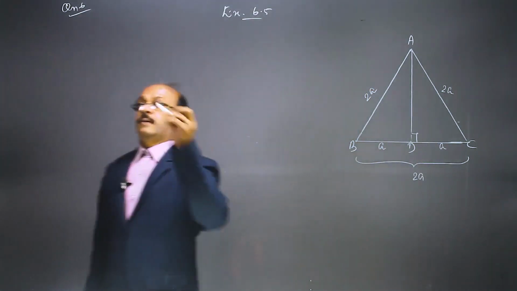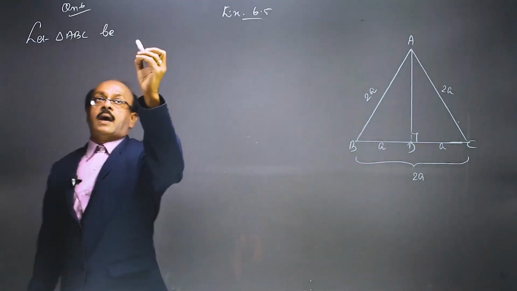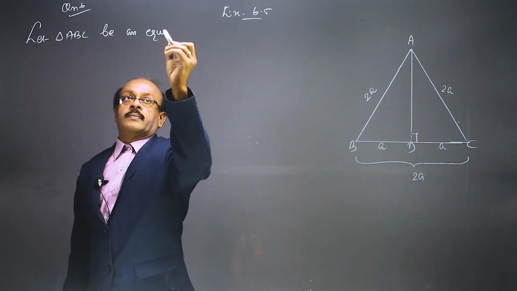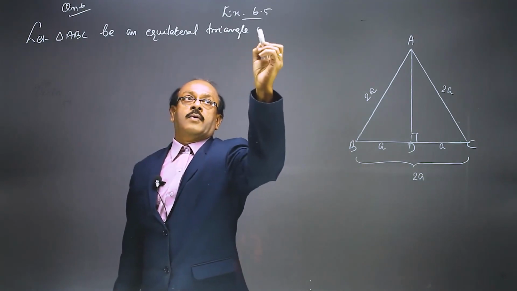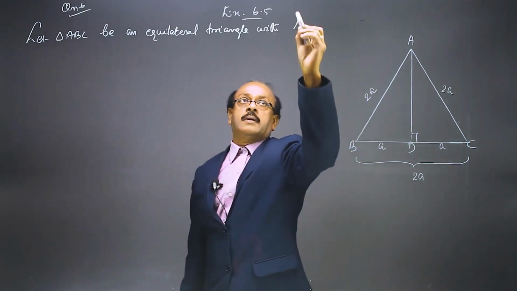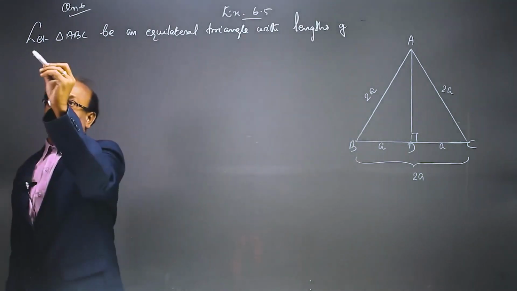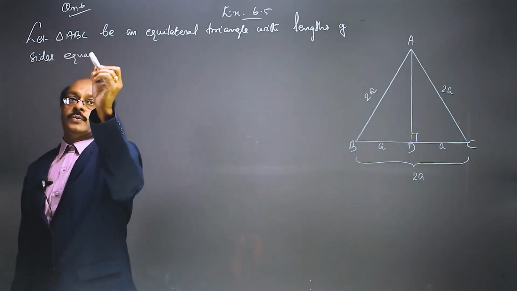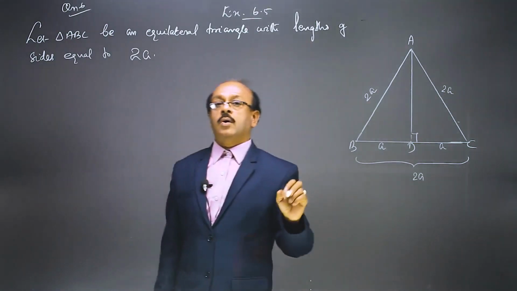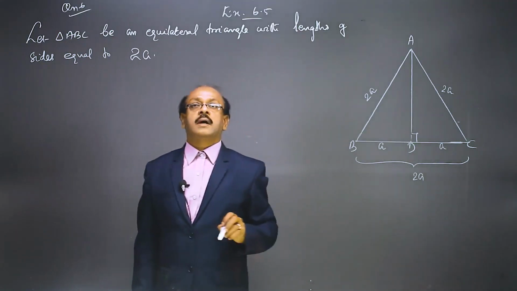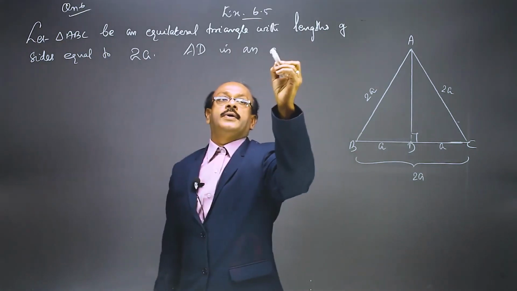So we are giving the explanation of the figure. Let triangle ABC be an equilateral triangle with lengths of sides equal to 2a. It is given in the question that ABC is an equilateral triangle of side 2a. AD is an altitude.